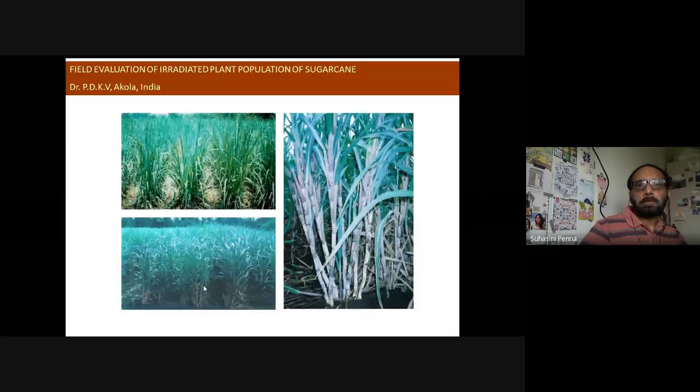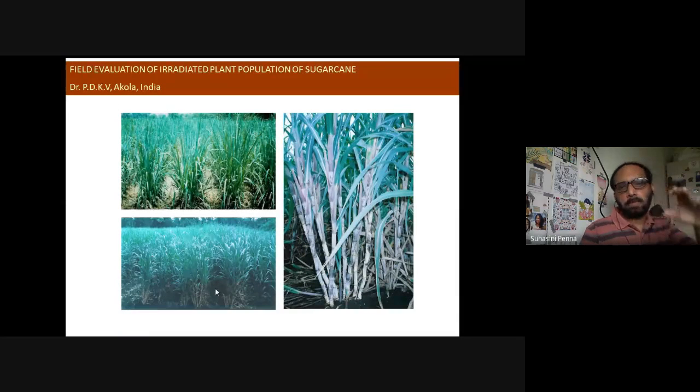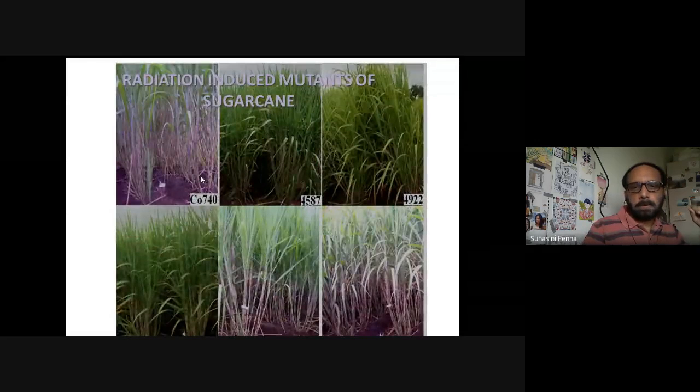And then we have developed an irradiated plant population. Initially, we started our work with Dr. Punjabrao Deshmukh Krishi Vidyapeeth, Akola, Maharashtra, where we have grown our irradiated plant population in the field, and then I isolated some of the mutants. And this is in collaboration with Vasantdada Sugar Institute, Pune, where we have again developed irradiated plant population of 2 or 3 commercial cultivars like CO740, CO8032, and then developed an entire array of mutants which are now under evaluation.